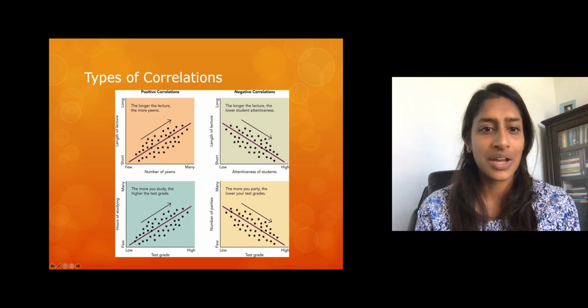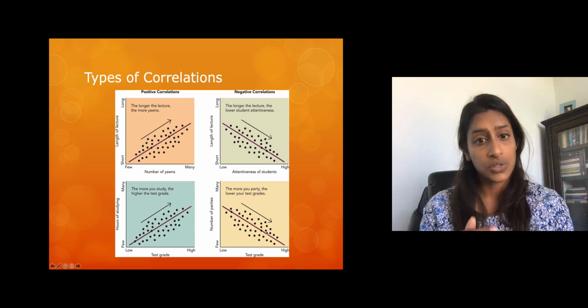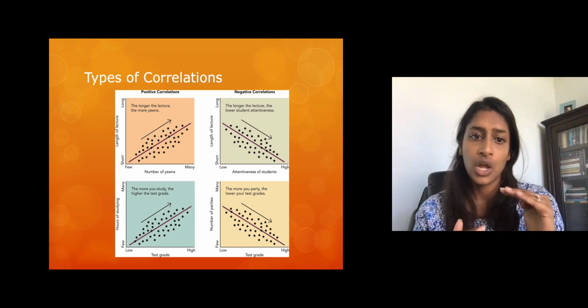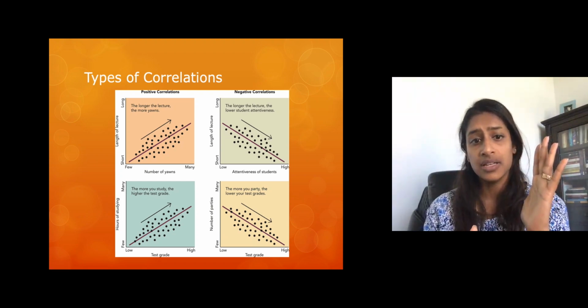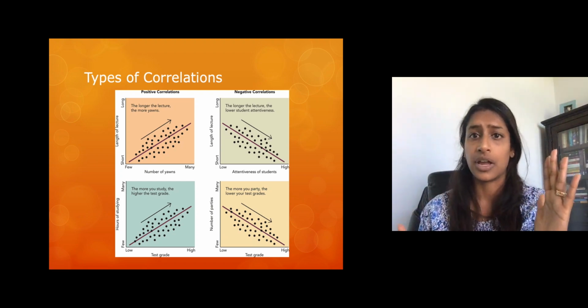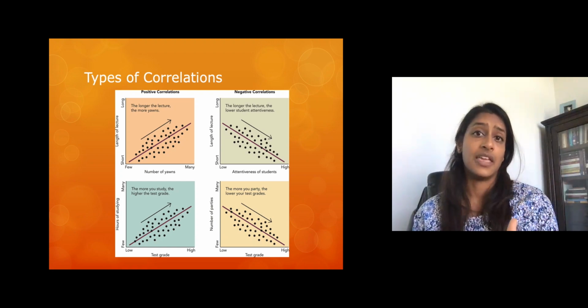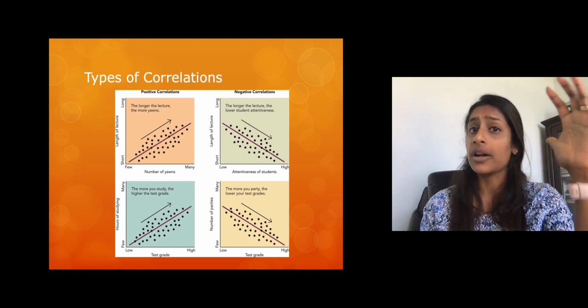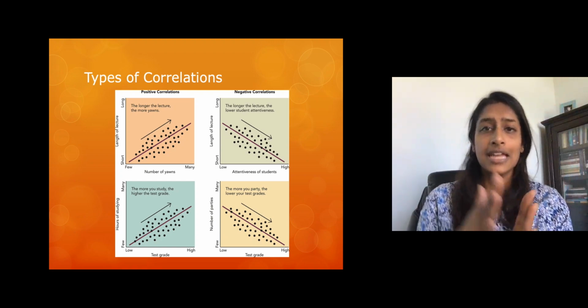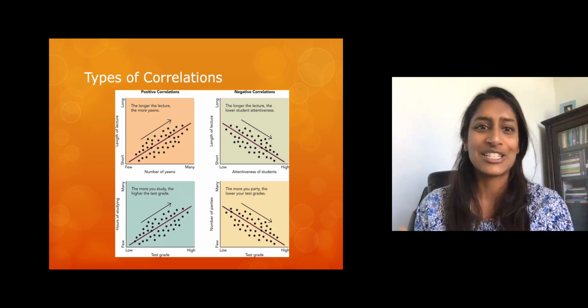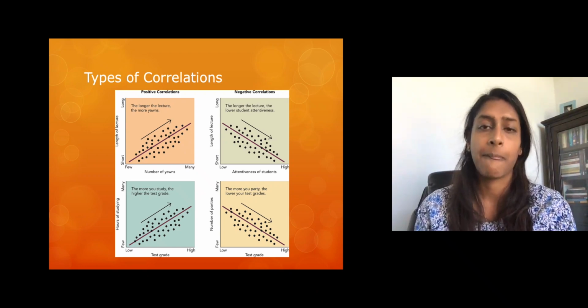Okay, let's go down here. Here, we also see another negative correlation. We have the number of parties as a relationship to test grade. The idea being that if we see an increase in the number of parties that one attends, we'll see a decrease in the test score that a person has.